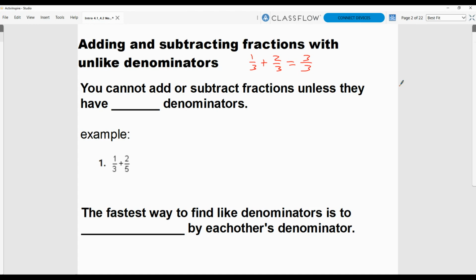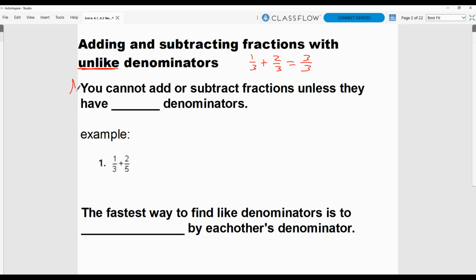Today we have unlike denominators that are not the same. If you check out my example here, this fraction 1/3 has a denominator of 3, and this fraction 2/5 has a denominator of 5. They are unlike, they're not the same. And here's the big rule.